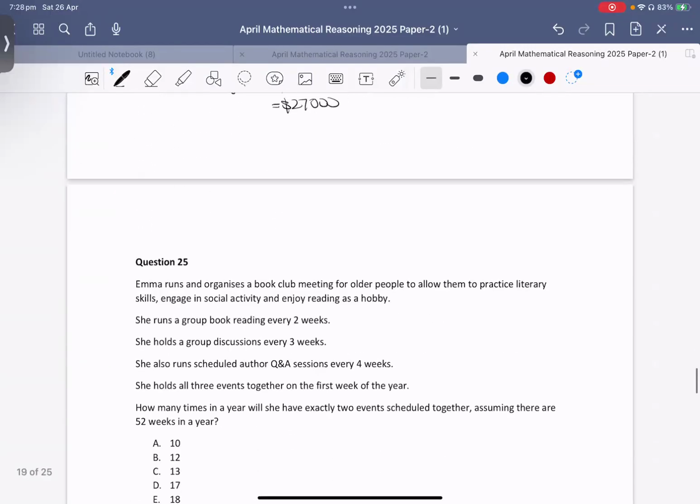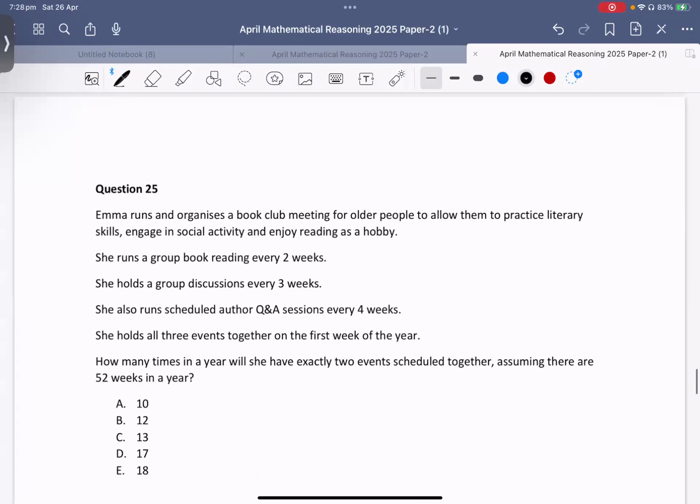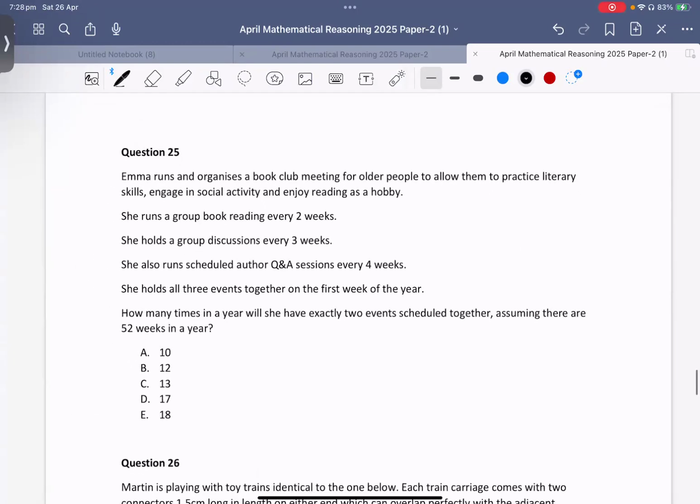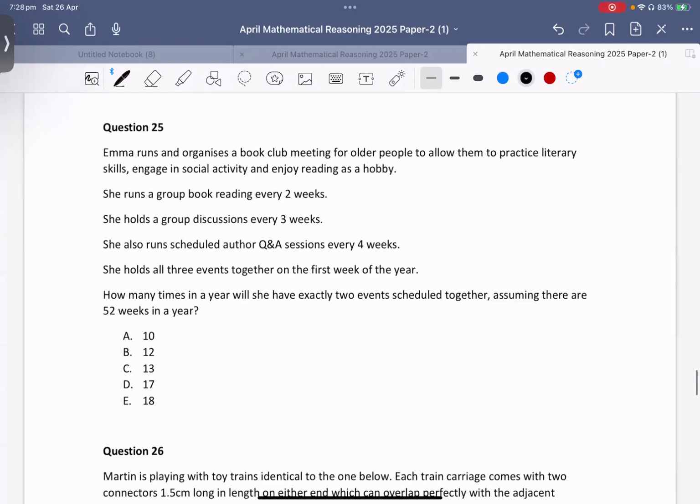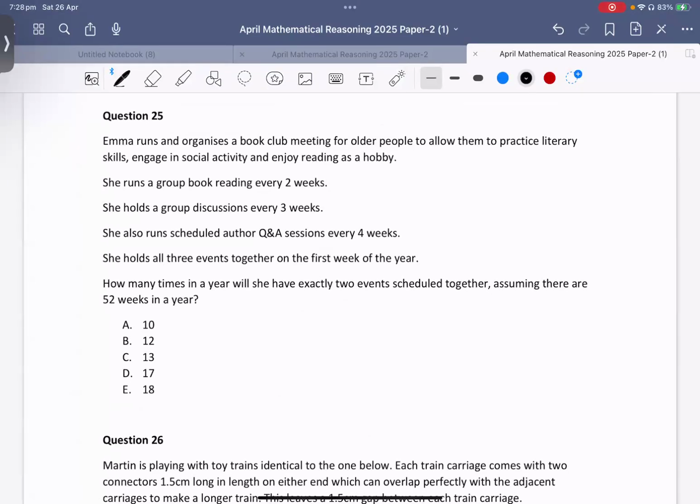Alrighty, question 25. Emma runs and organizes a book club meeting for older people to allow them to practice literary skills, engage in social activity, and enjoy reading as a hobby. She runs a group book reading every 2 weeks and a group discussion every 3 weeks. She also runs a scheduled author Q&A session every 4 weeks. She holds all 3 events together on the first week of the year. How many times in a year will she run exactly 2 events scheduled together, assuming that there are 52 weeks in a year?